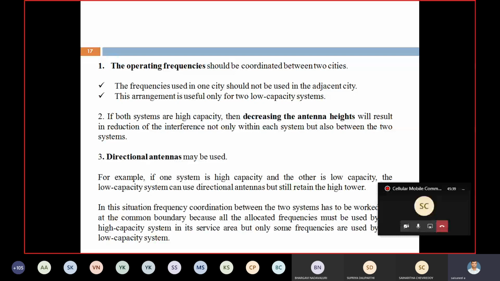Next, the second one. If both systems are high capacity, that is, both the Hyderabad system capacity and the Secunderabad system capacity are high, instead of changing the capacity, decreasing the antenna height automatically reduces the interference. Next, the third one: directional antennas are used for better performance.